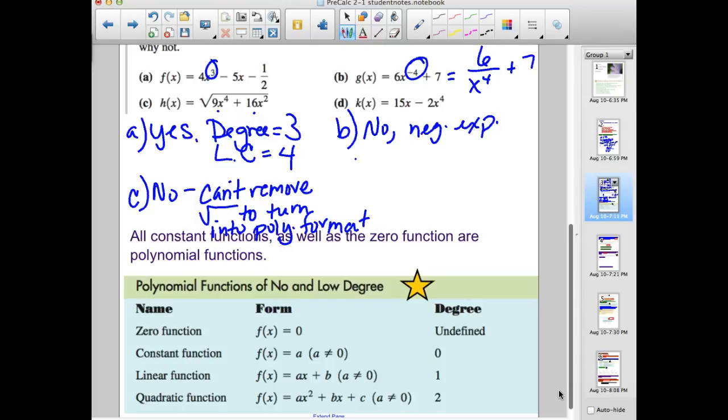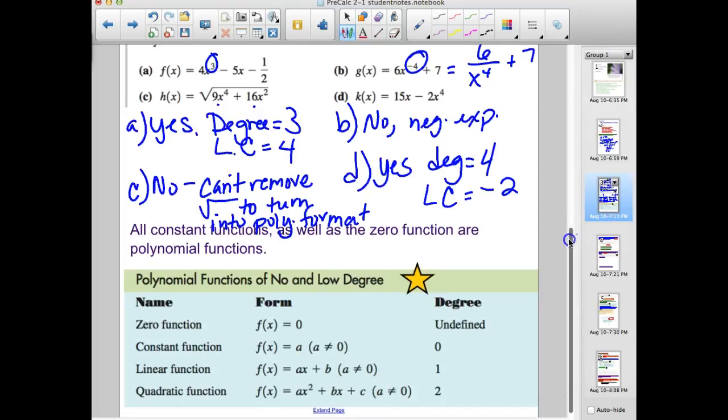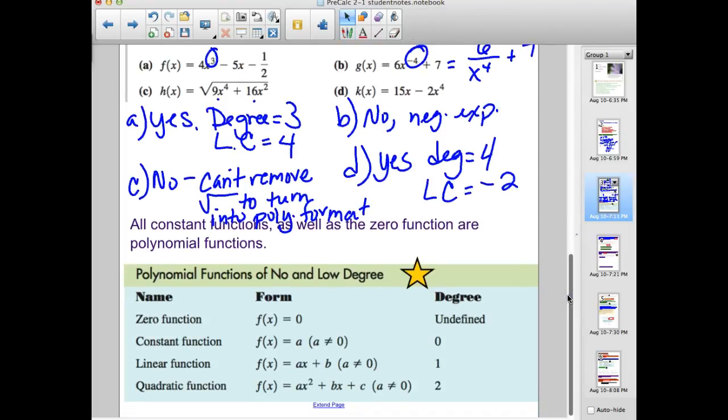How about D? Is D a polynomial? Yes? Okay, so what is its degree? Degree is 4, highest power is 4. What is its leading coefficient? -2, good. It's not in standard form. Usually we have the highest powered term first, but it is still a polynomial.